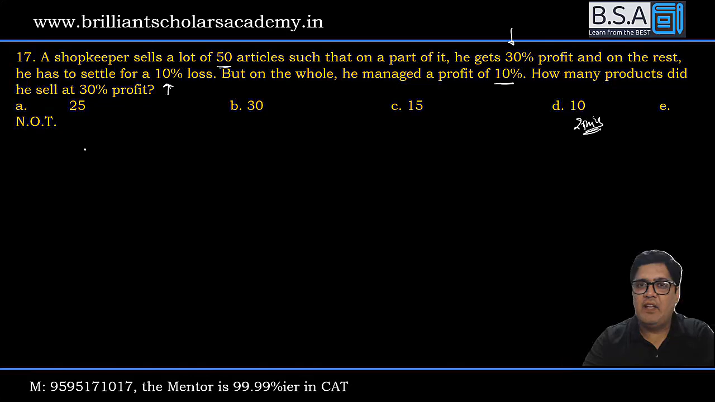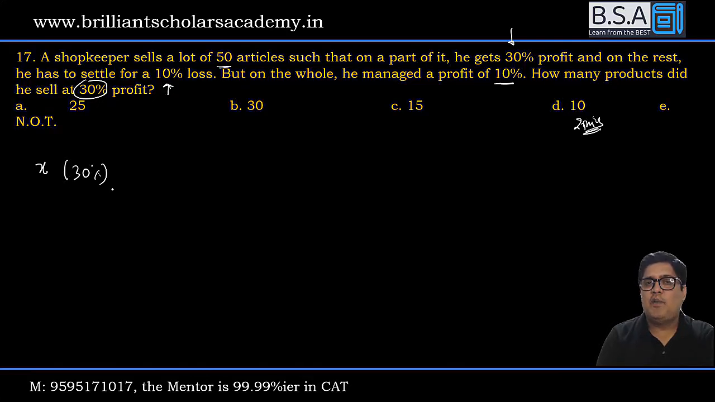So I can create equations. Let me create equations first. Because the question is how many were sold at 30% profit, I'm assuming them to be X. So X are sold at 30% profit. How many remaining are there? Remaining are 50 minus X. How are they sold? At a loss of 10%. Loss must be shown with a minus sign.